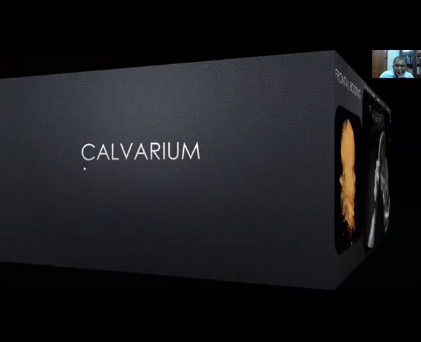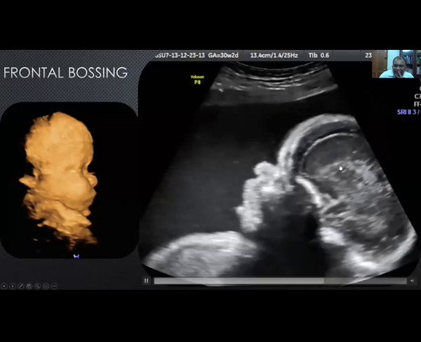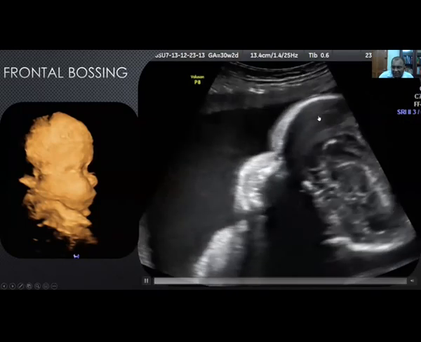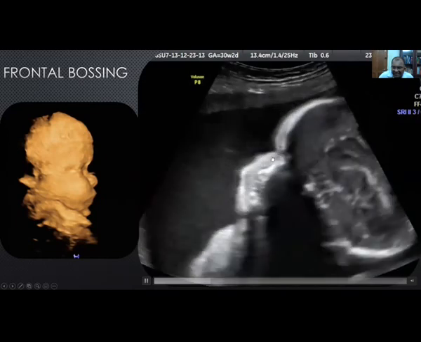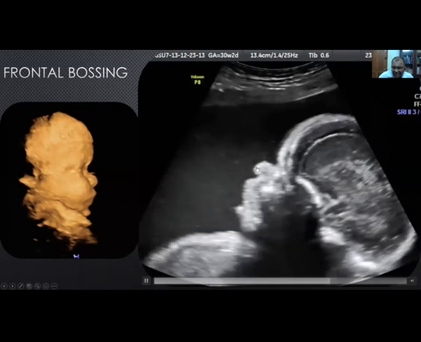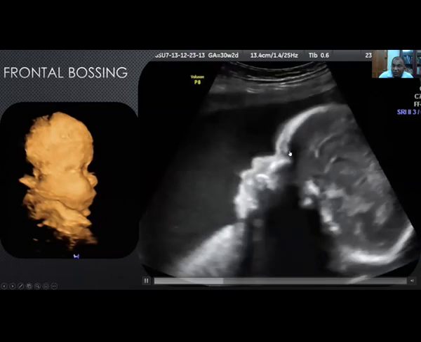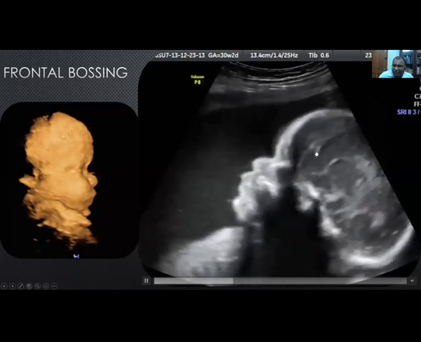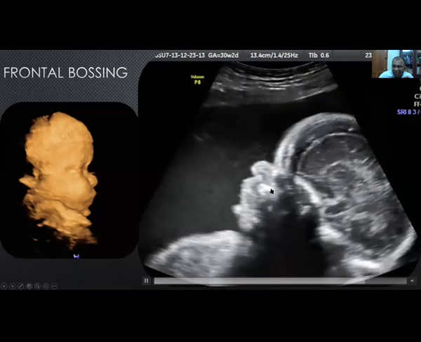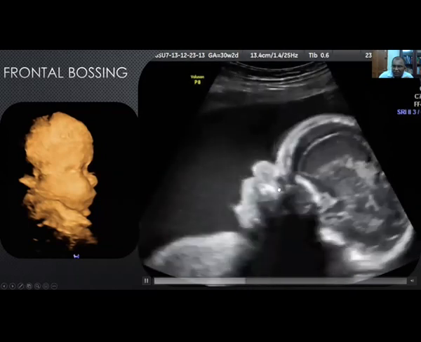Calvarium, frontal bossing. This picture is typical of achondroplasia. Frontal bossing, flattened nasal bridge, slightly upturned nose. This pattern can also occur in thanatophoric dysplasia, but thanatophoric dysplasia will have severe limb abnormalities as compared to achondroplasia.